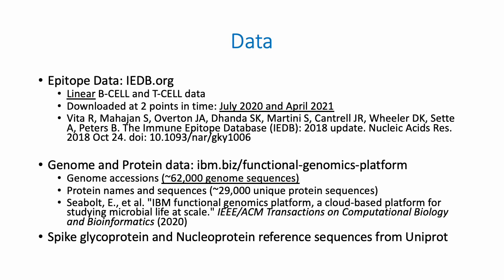So for our data, we relied on IEDB for downloading linear B-cell and T-cell epitope data. This was downloaded first in July 2020 and then again in April 2021. For our genome and protein data, we relied on IBM's functional genomics platform, which is maintained by my team, and we had 62,000 genome sequences and approximately 29,000 unique protein sequences.